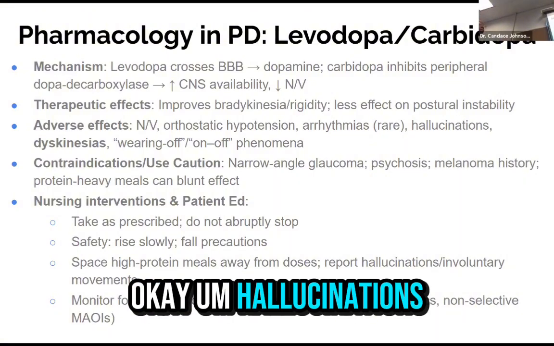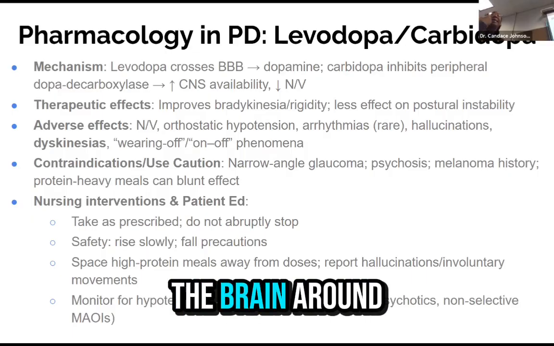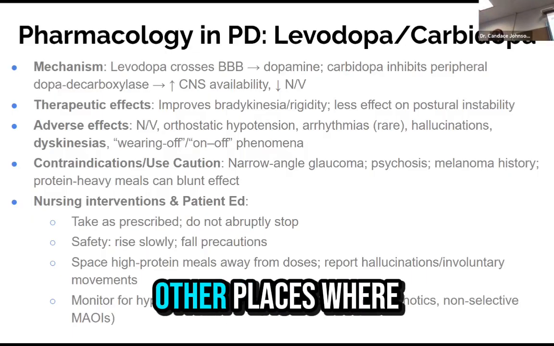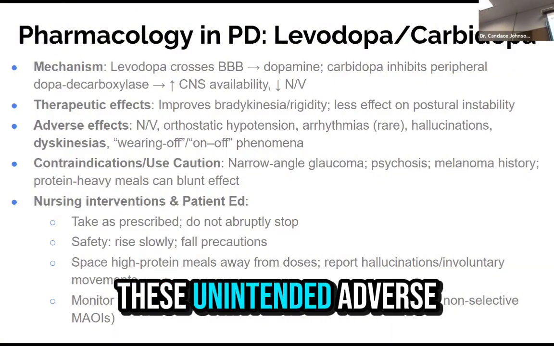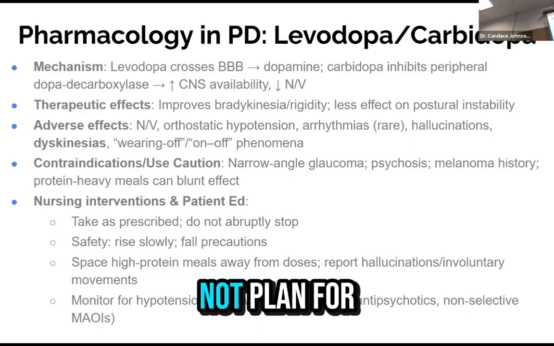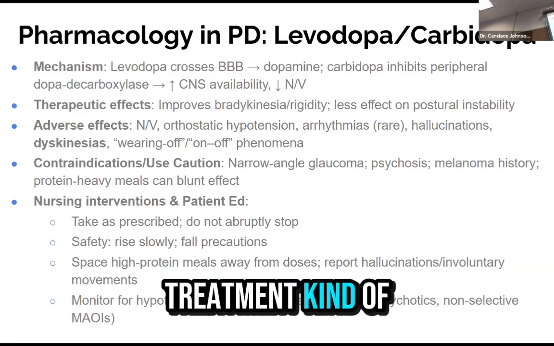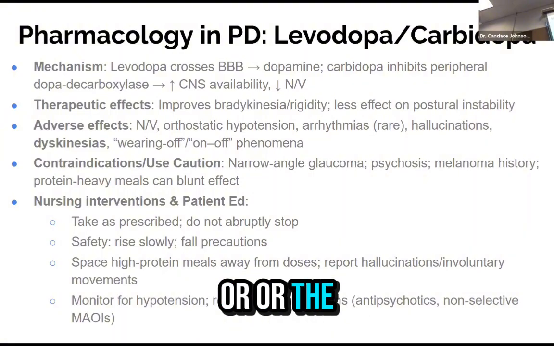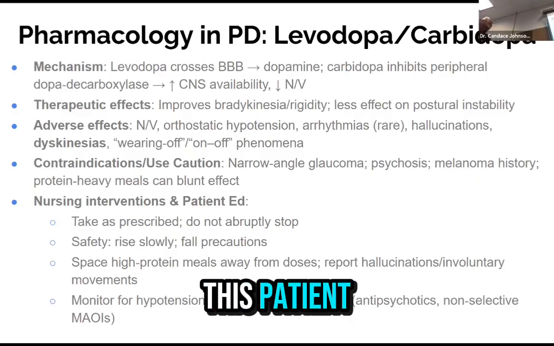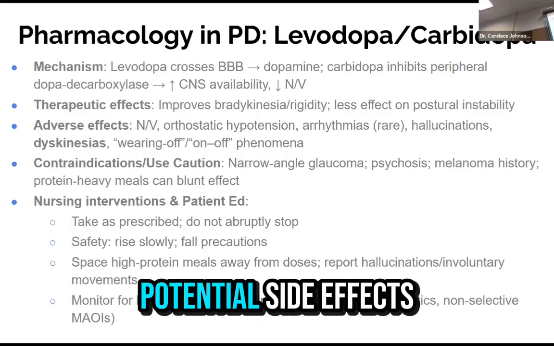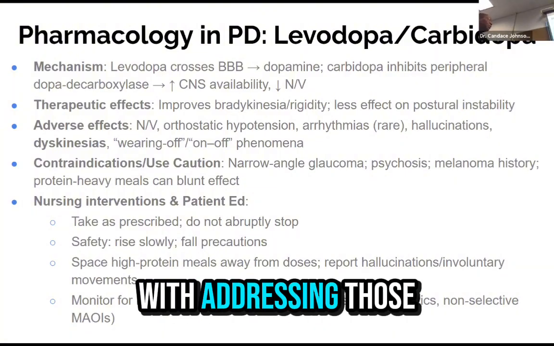Hallucinations, right? Because again, we don't know completely what we're doing up there in the brain around the hypothalamus and all those other places where autonomic functions are happening. So we get these unintended adverse effects sometimes that we did not plan for. When the disease symptomology demands that we do something to treat this patient, we have to teach about the potential side effects and help that patient with addressing those.